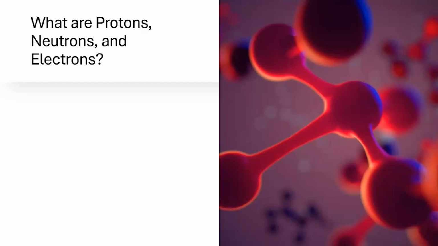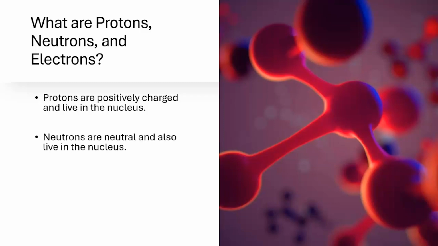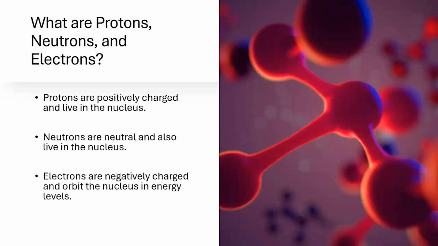Alright, let's break it down so you can picture how these guys fit into the atomic world. Protons are positively charged and live in the nucleus. Neutrons are neutral and also live in the nucleus. The electrons are negatively charged and orbit the nucleus in energy levels. The number of protons defines the element.